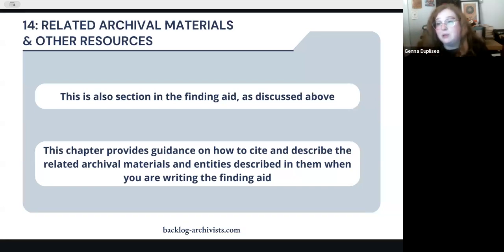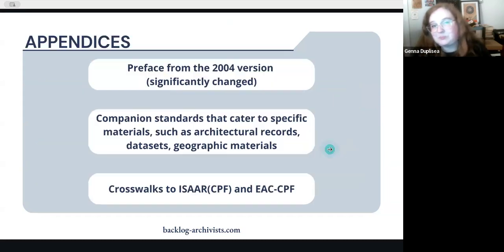And the information that you need to include about the repository and its location, or maybe a link to the finding aid of that related collection. Next slide, please. And then there are 3 appendices.